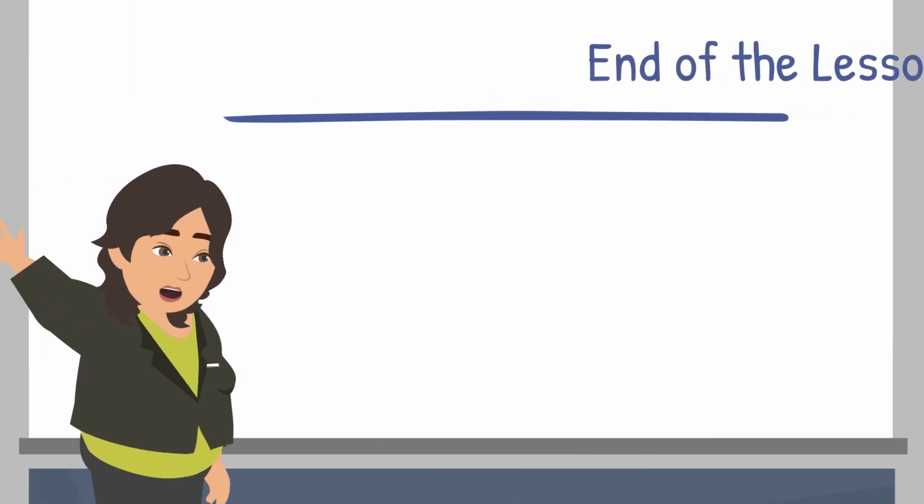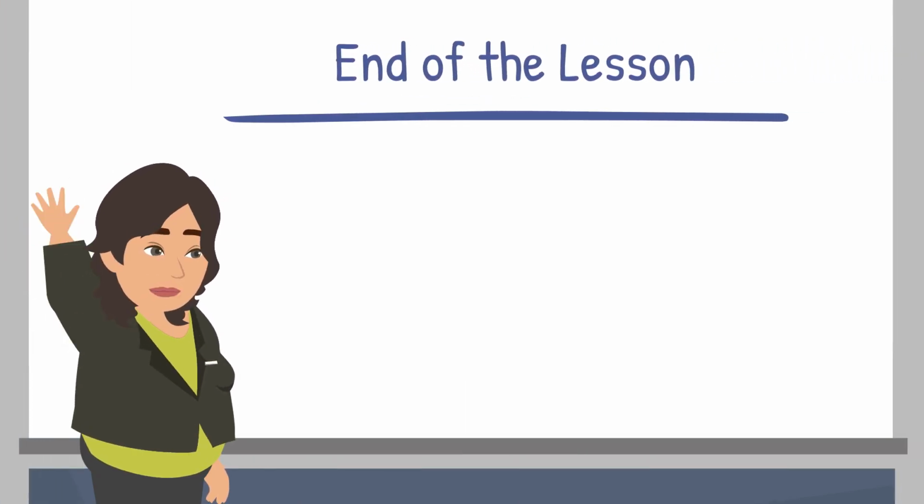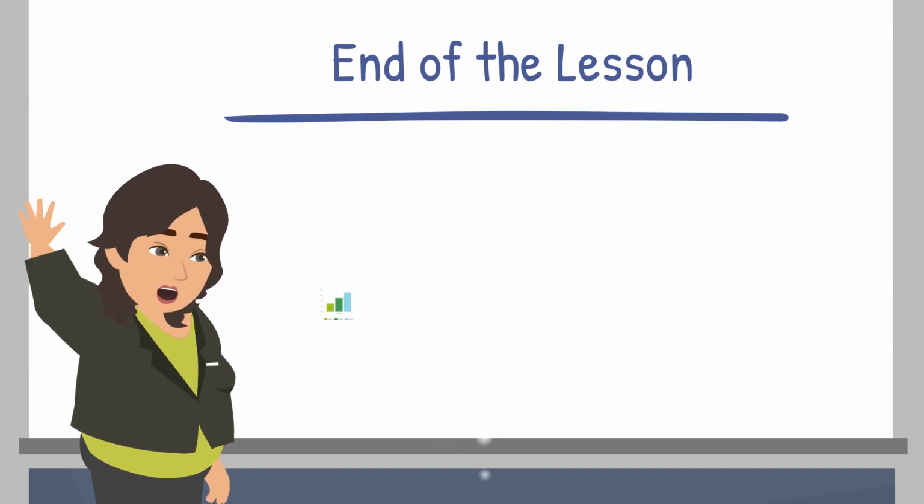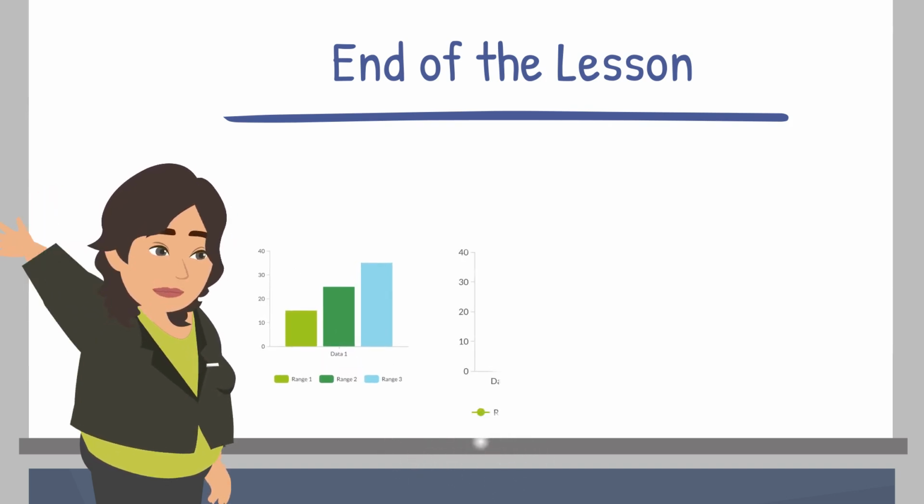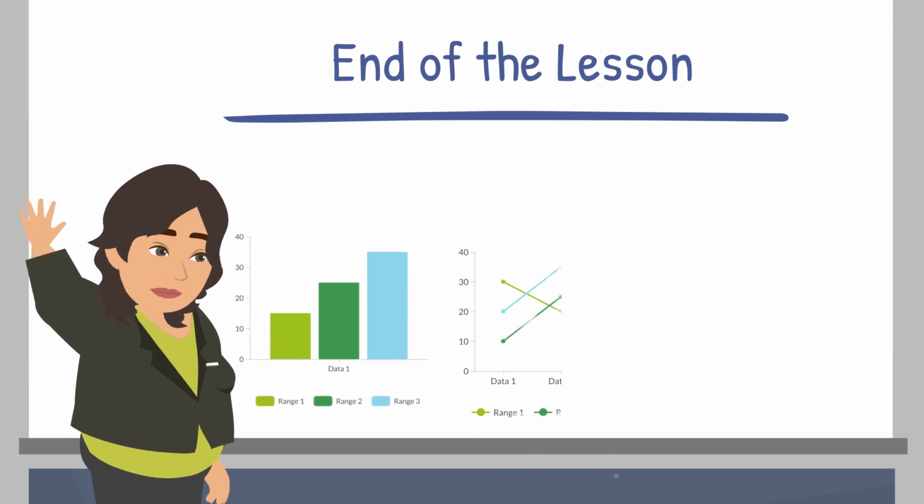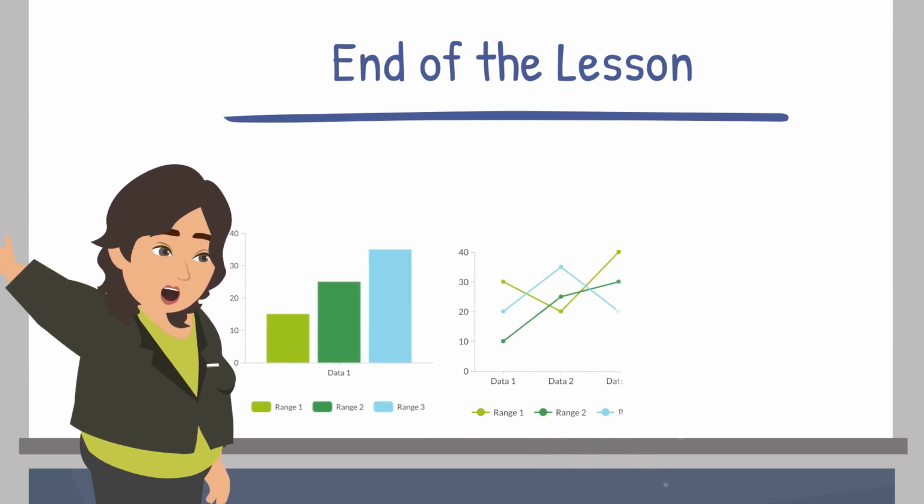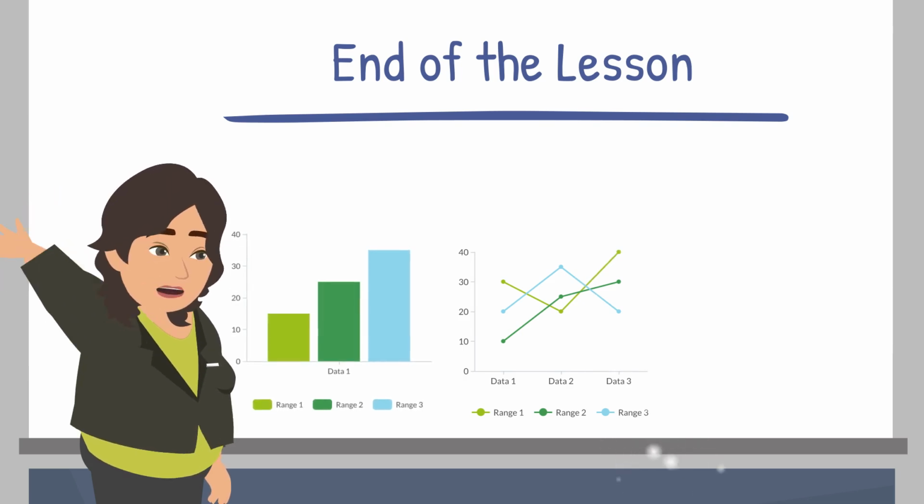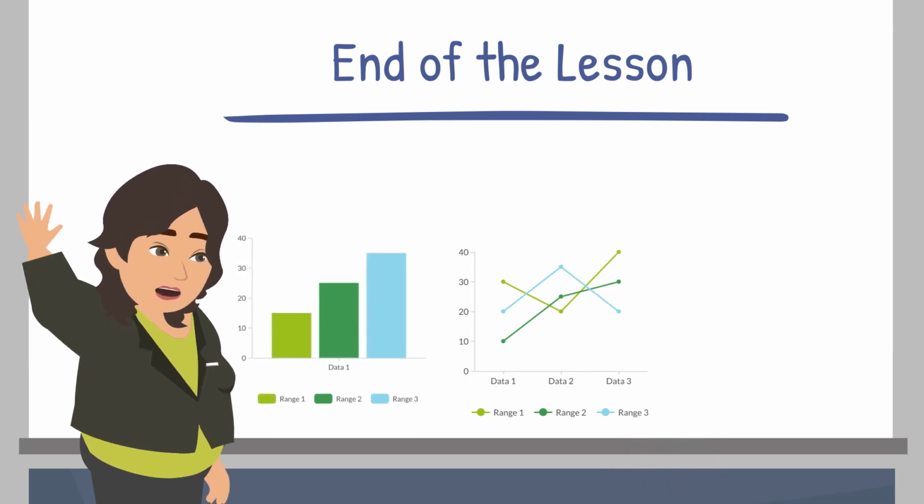We've reached the end of our lesson. Today, we explored different types of visual aids used in expository texts and learned how they help us understand information better. Remember, using visuals like tables, graphs, and charts makes learning clearer and more engaging.